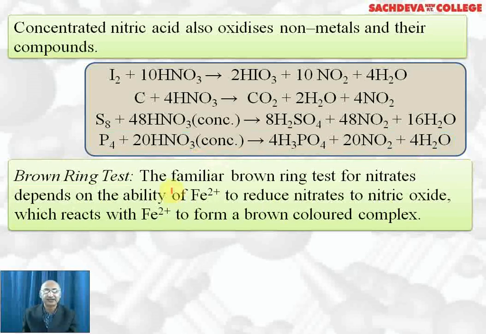Brown ring test is for nitrate ion. How is it carried out? To the salt solution we add freshly prepared ferrous sulfate solution. Why freshly prepared? Because otherwise it will get oxidized to ferric. Then add concentrated sulfuric acid along the sides of the test tube. After some time, at the junction of the two layers where sulfuric acid meets the aqueous solution, we get a brownish black colored ring.